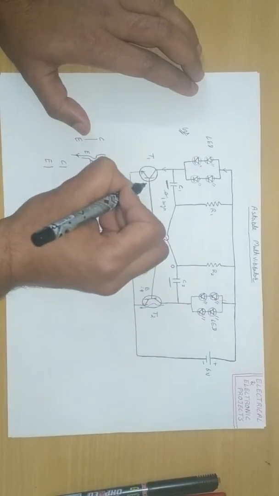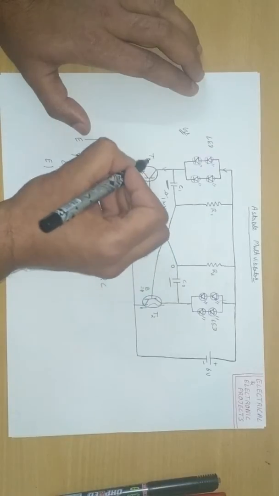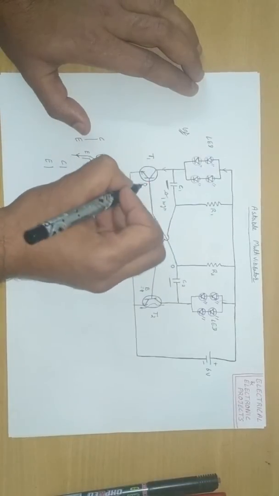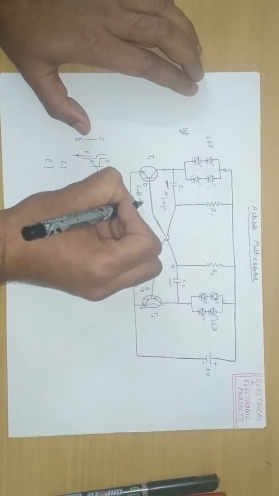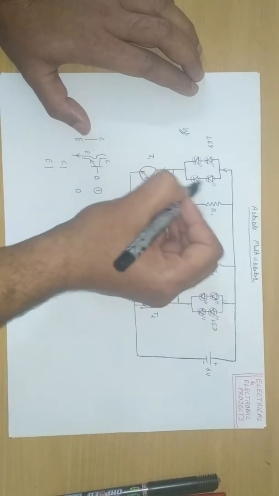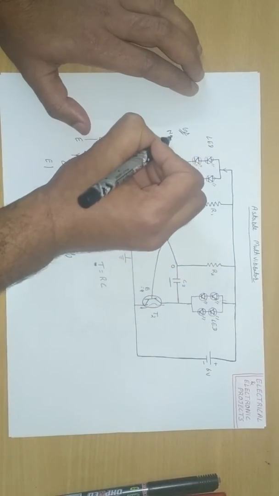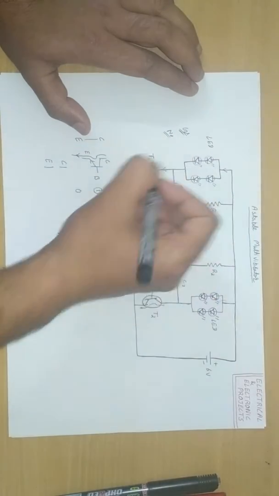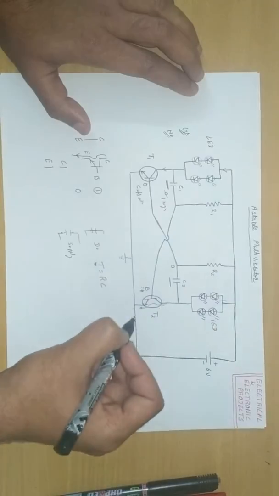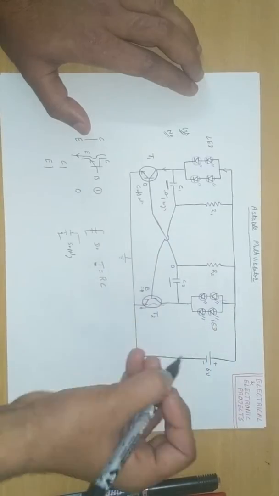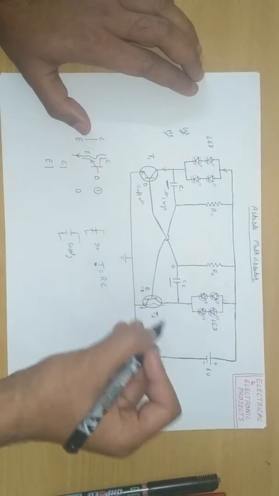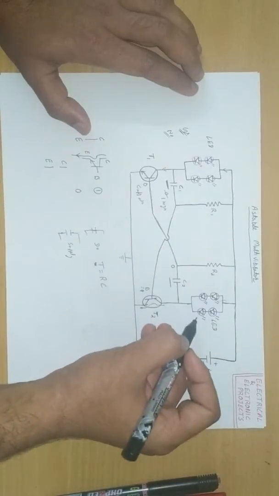This 0 voltage goes to the transistor T1. So transistor T1 is now cut off. Now it goes to the cut off region, and this LED will not glow because this circuit is open. Now this circuit is closed. Transistor T2 is in the on position, so this LED will glow.